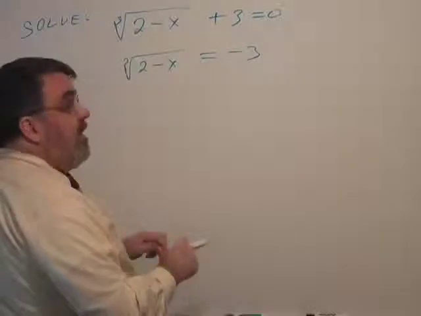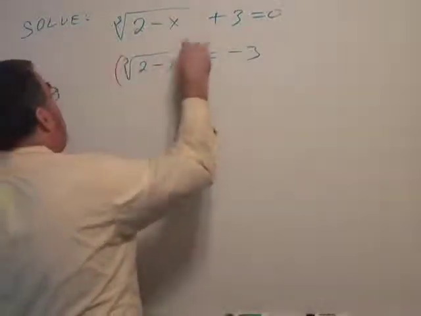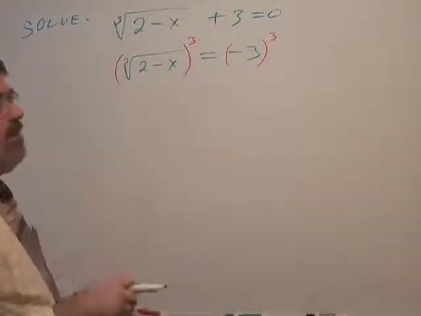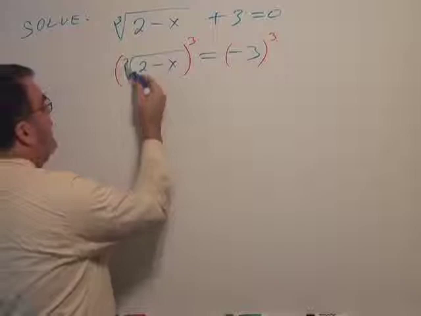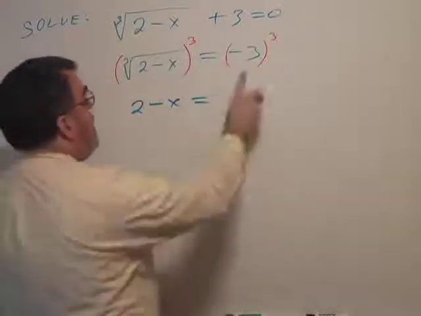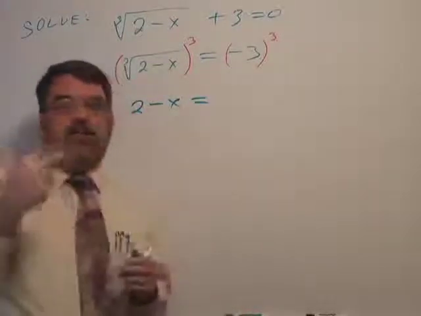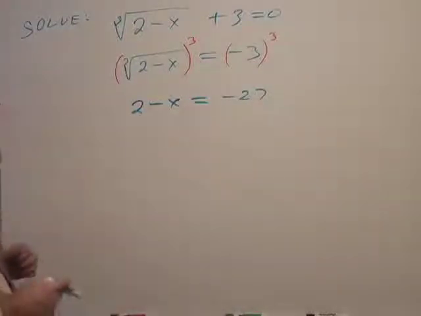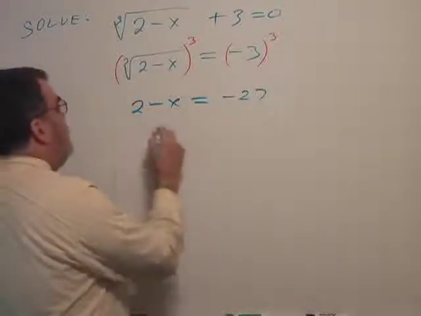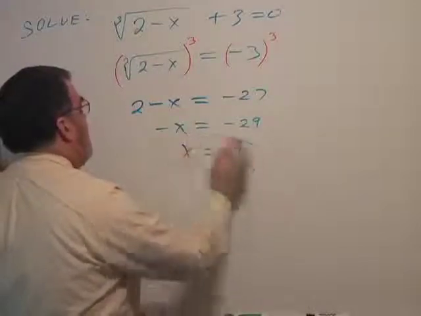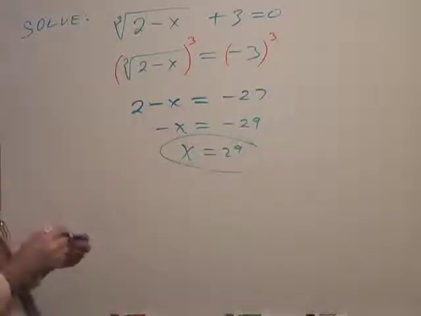So here, if I raise both sides to the third power, that's how we're going to eliminate the cube root. Cube root cubed eliminates the radical sign, and I end up with 2 minus x equals, and here I've got negative 3 times negative 3 times negative 3 is negative 27. And then we go from there. I think x would be 29 in this case. If I subtract 2, minus x would be negative 29. So x would be positive 29. And there you go. And that's verifiable.